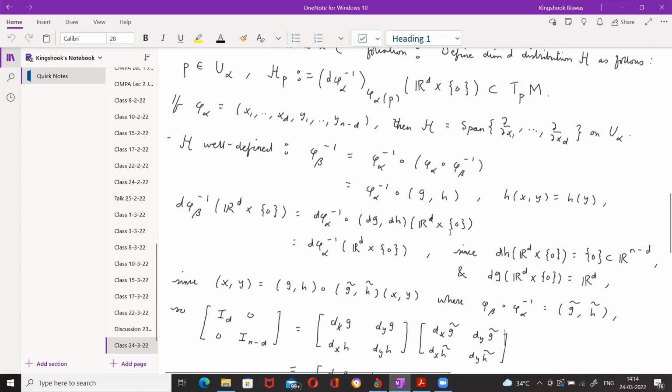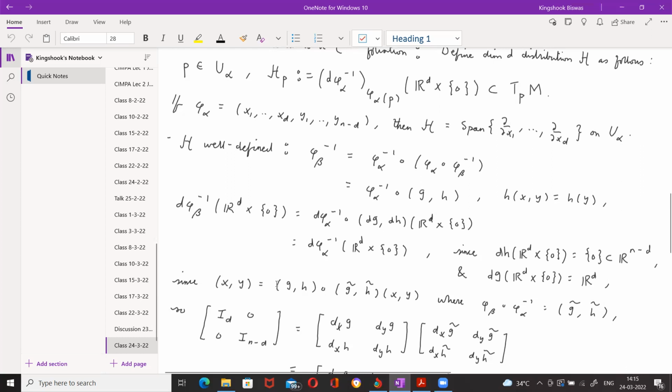So this is the inverse of the map phi alpha composed with phi beta inverse. Let me write this phi beta composed with phi alpha inverse as G tilde comma H tilde. This is again a change of charts of that specific form, where H tilde is a function only of Y. So then GH composed with G tilde H tilde is the identity.